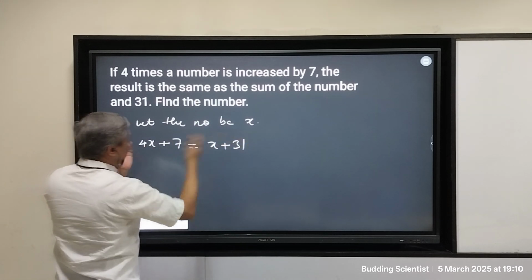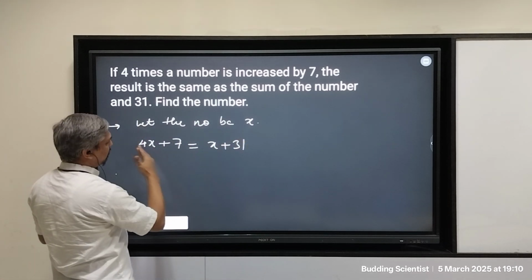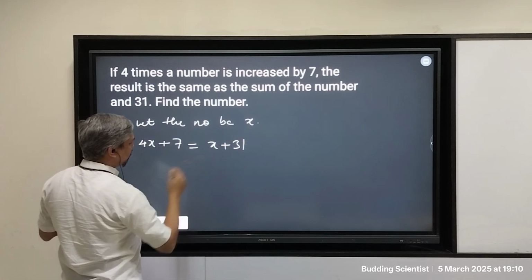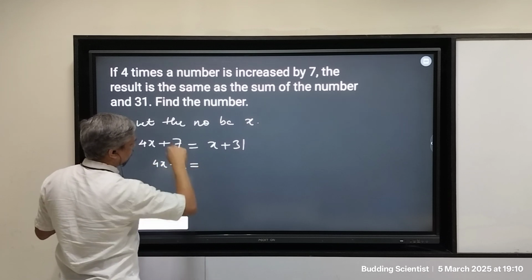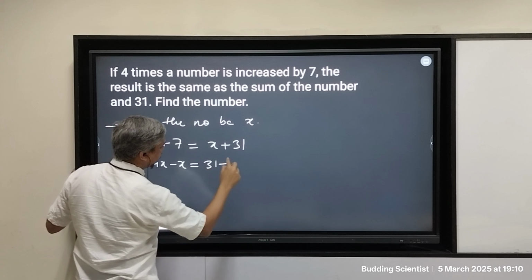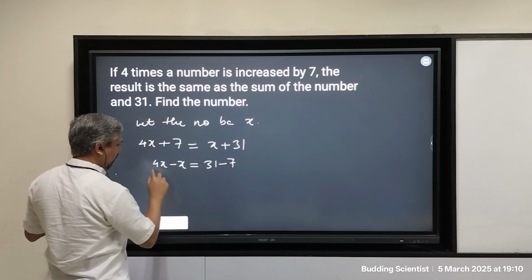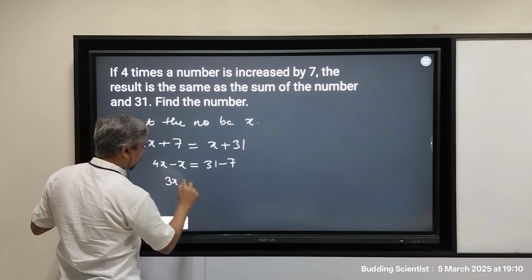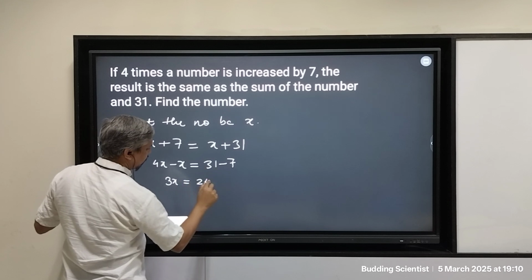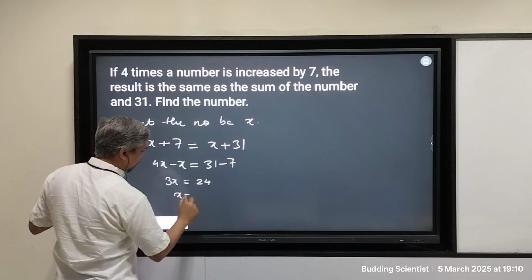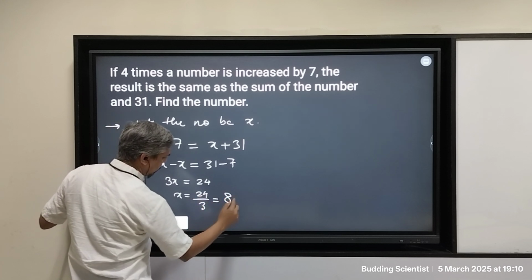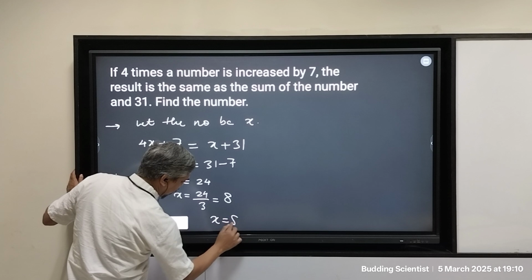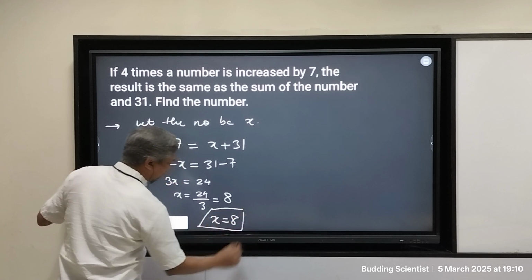So we'll take all the variables on one side and the constants on one side. So we have 4x minus x is equal to 31 minus 7. This is 3x is equal to 24. X is equal to 24 upon 3, which is equal to 8. X is equal to 8. So the number is 8.